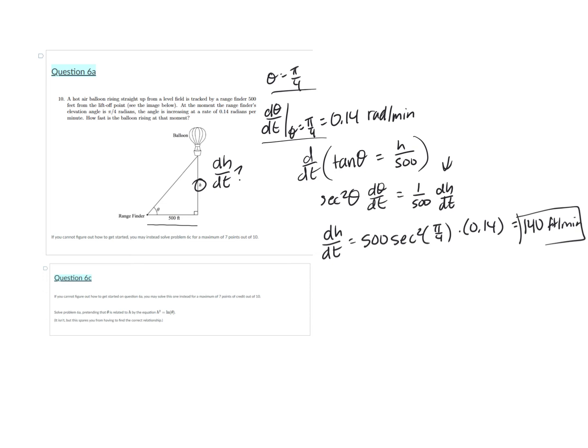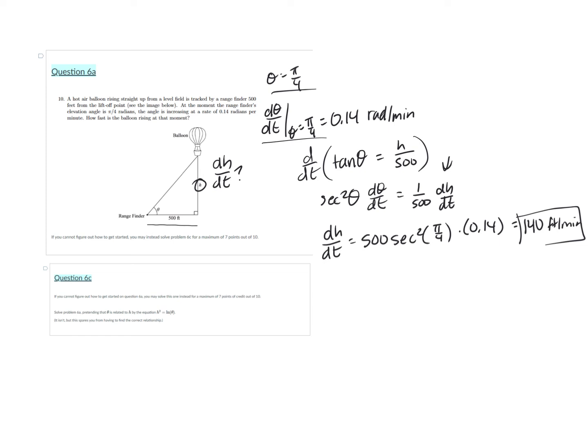So after setting it up, not too bad to solve. However, if you weren't sure how to set it up using trig, part 6C does give us the option of not having to set it up, but just solving the related rates problem. So let's go over that part now.